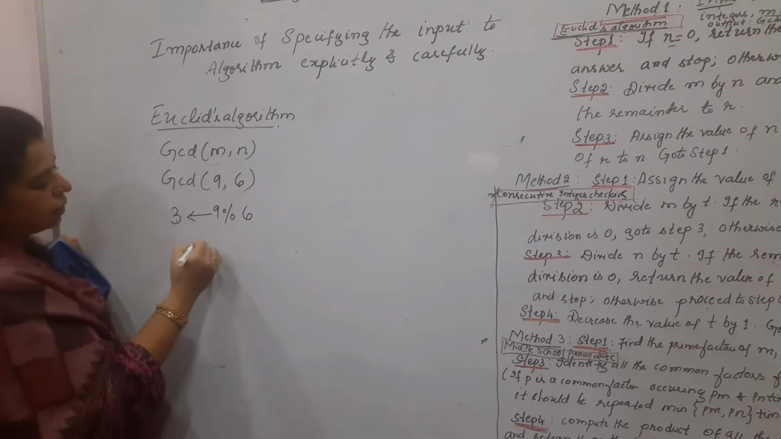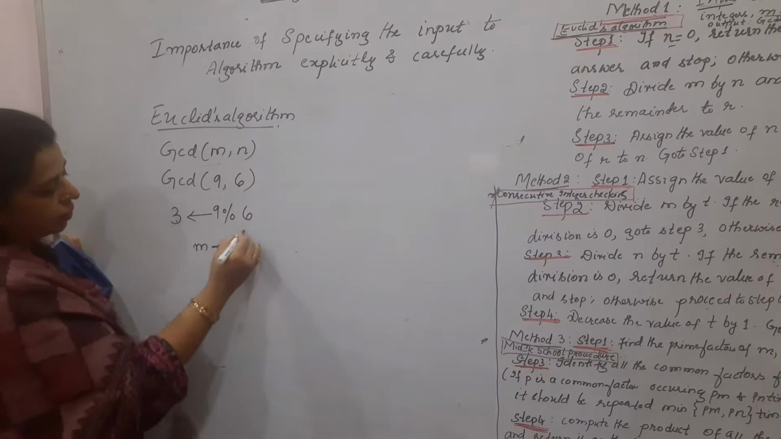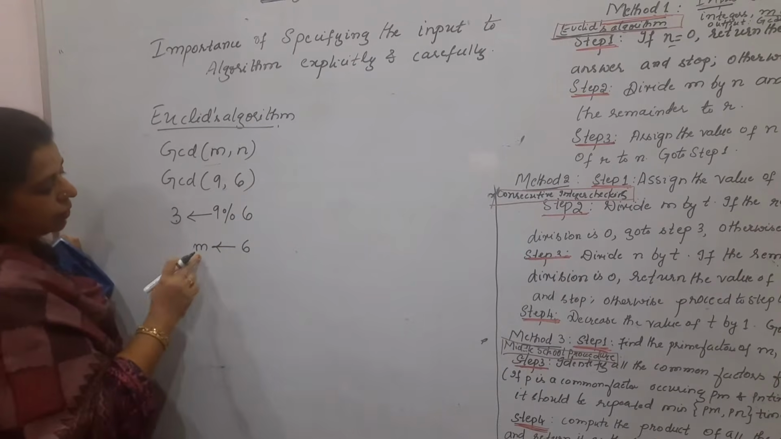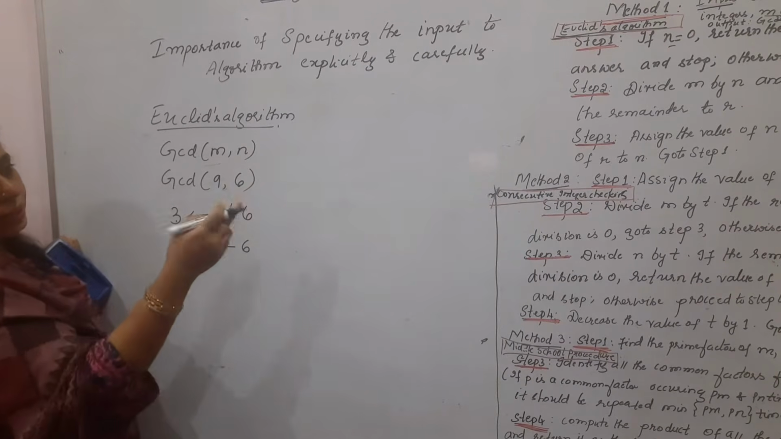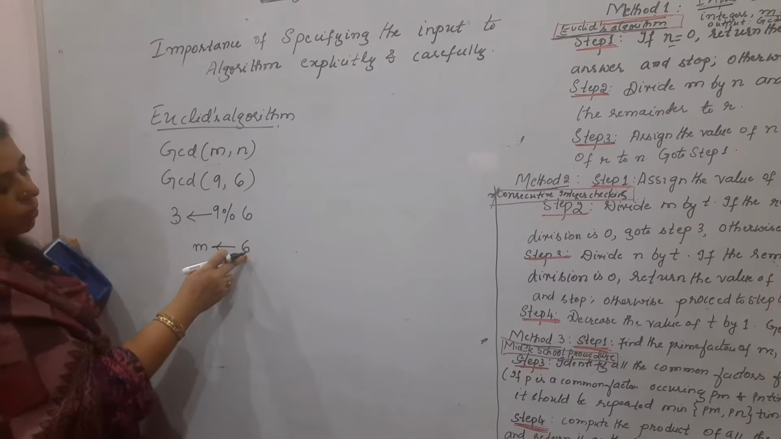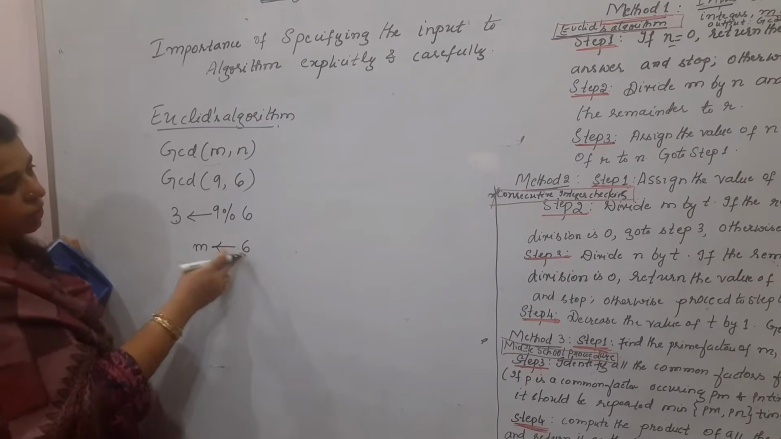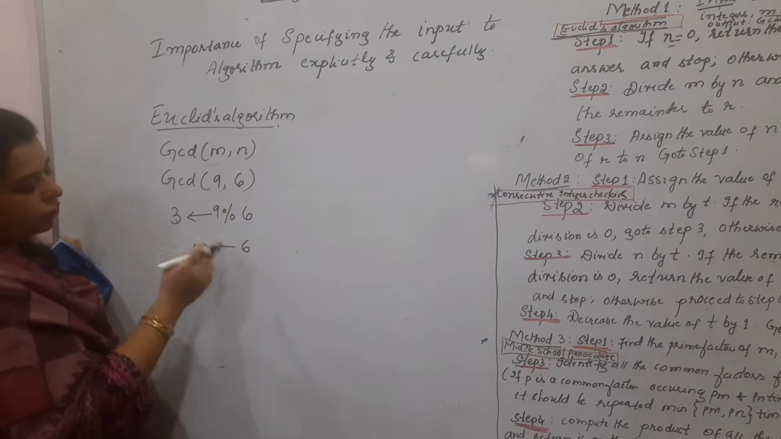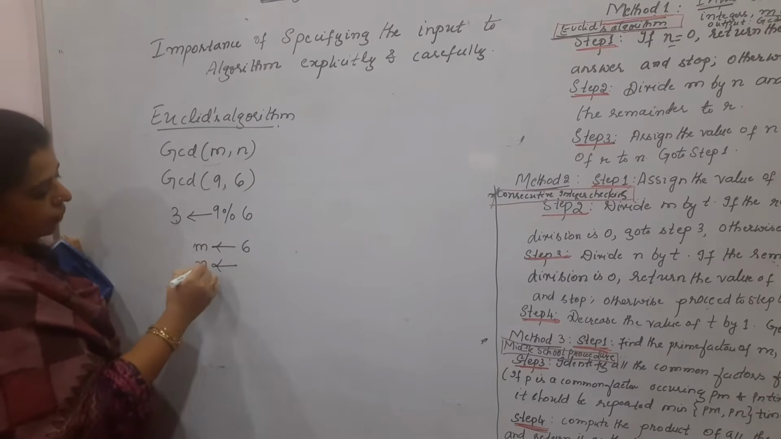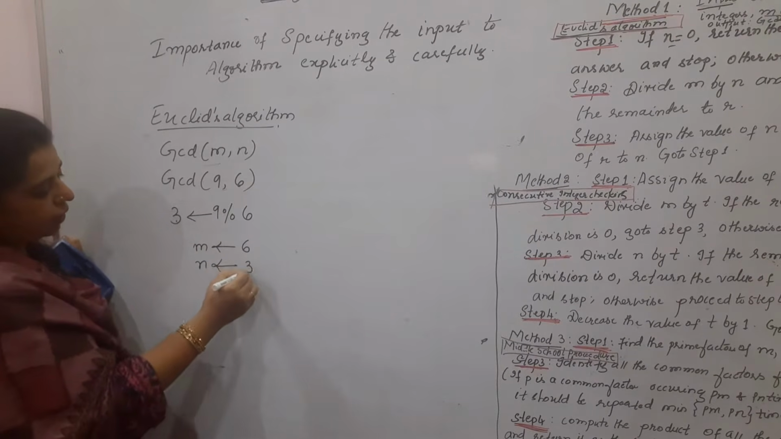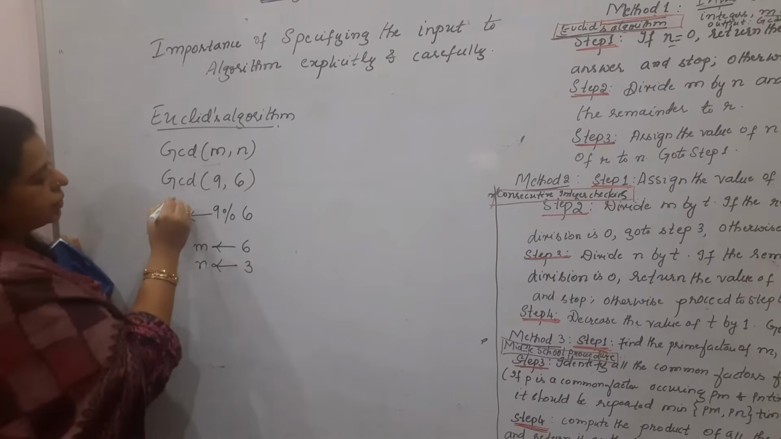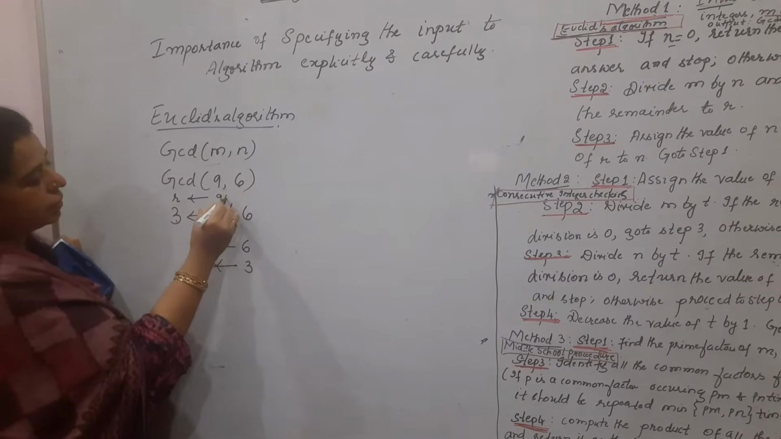Now n is 6, so the value of n is assigned to m. Fine. Assign the value of n to m. 6 is n now, which is assigned to m, and the value of r to n. Now n becomes what? The value of r. r is 3 here. So let me write one more step before this also.